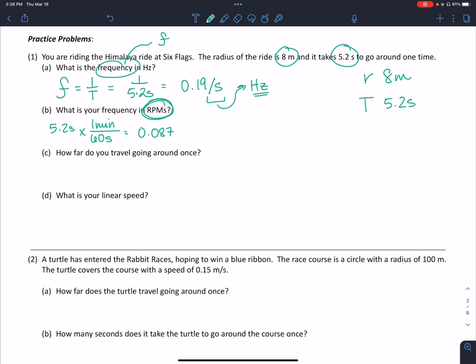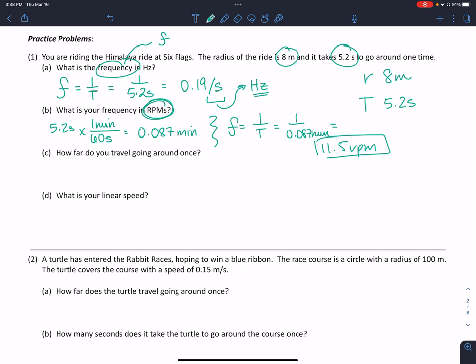So 5.2 seconds is equal to 0.087 minutes. And then the frequency is equal to 1 over that period value. So 1 over 0.087 minutes. And that's going to give us a value of 11.5 RPMs. All right. So every minute we can go around this circle 11 and a half times, basically, is what we get for our frequency.